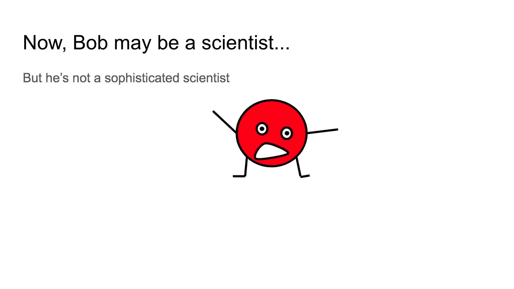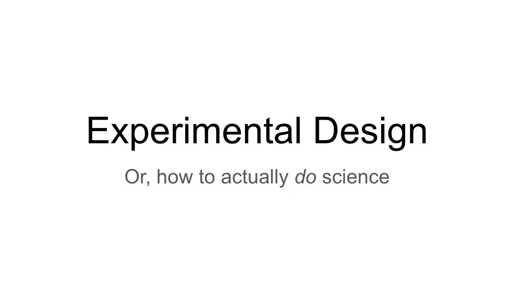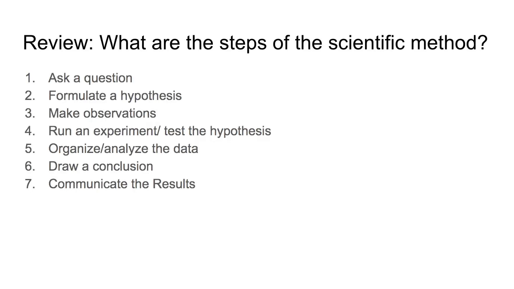Sorry, Bob. And that's why we're going to learn about experimental design, or how to do science and do it well. So if you remember the steps of the scientific method, you'll know that one of the most important steps is step 4, which is running an experiment to test the hypothesis.